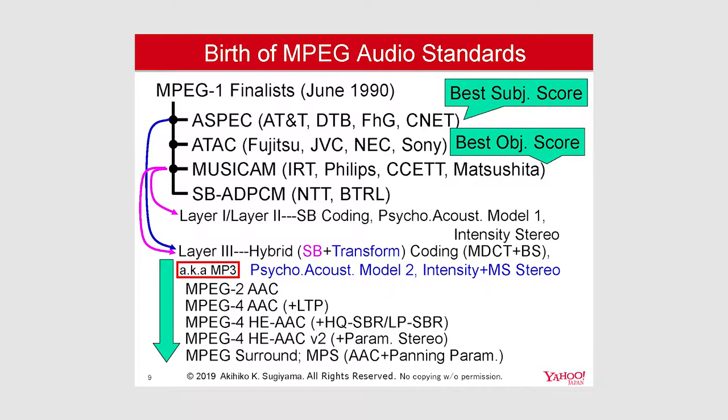The fourth group here is called the sub-band ADPCM, representing its algorithm. The members are NTT, or Nippon Telephone and Telegraph Corporation, the biggest telephone operator in Japan, and BTRL, British Telecom Research Laboratory. Actually, British Telecom is the largest telephone operator in UK.